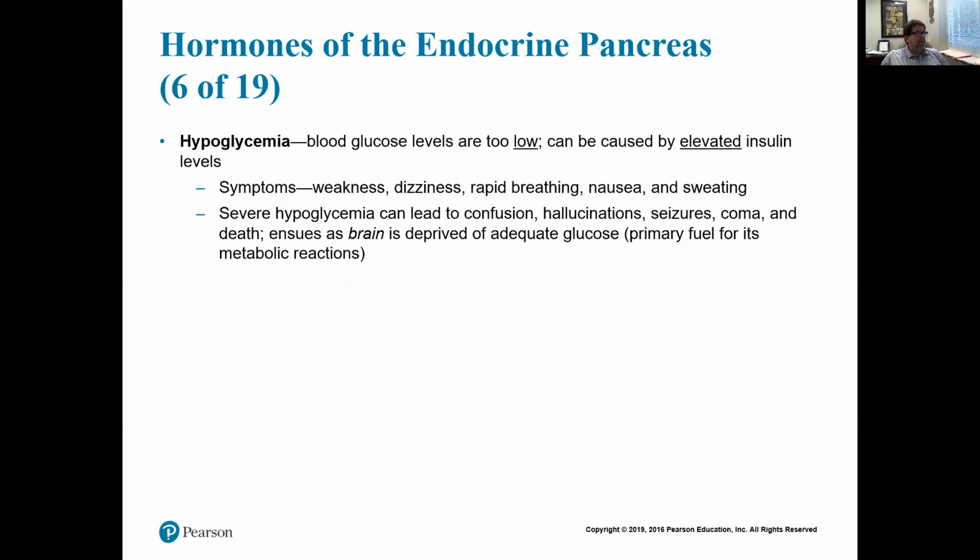Hypoglycemia, blood glucose levels too low, can be caused by elevated insulin levels. Symptoms: weakness, dizziness, rapid breathing, nausea, sweating. Severe hypoglycemia can lead to confusion, hallucination, seizures, coma, death. That's bad news. So that's extremely low blood glucose levels.